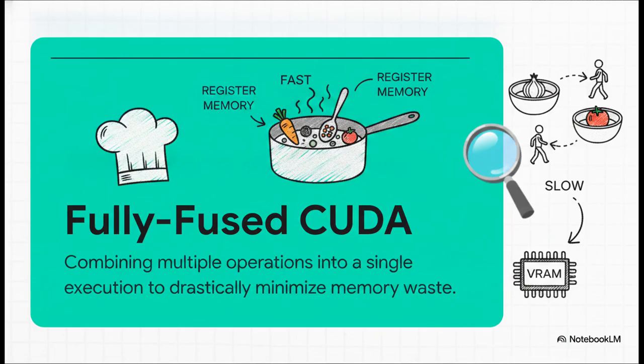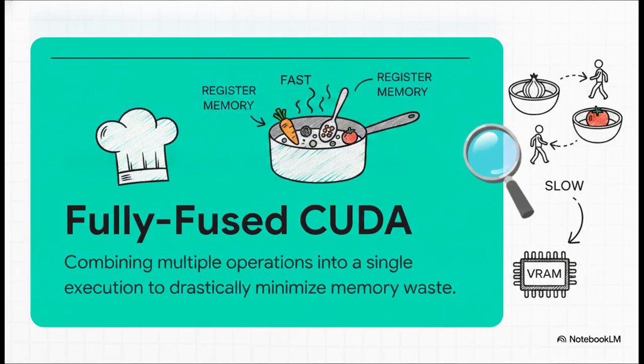The authors implemented their entire system using fully fused CUDA kernels. To understand why this matters so much, let's use an analogy. Imagine cooking a highly complex meal. A standard, unfused approach to programming is like chopping onions, putting them in a bowl, carrying the bowl all the way to the fridge, taking out tomatoes, chopping them, putting them in another bowl, carrying that back, and so on.